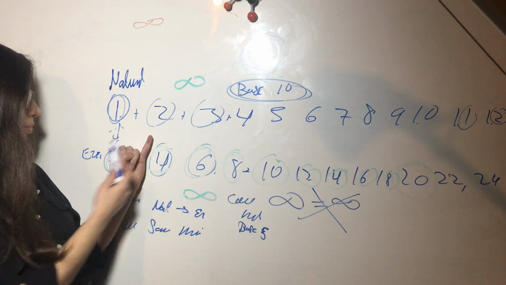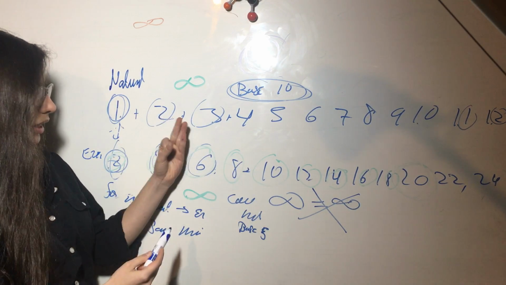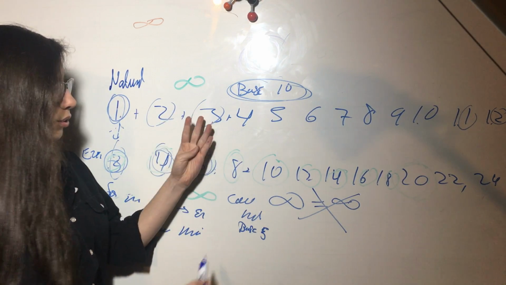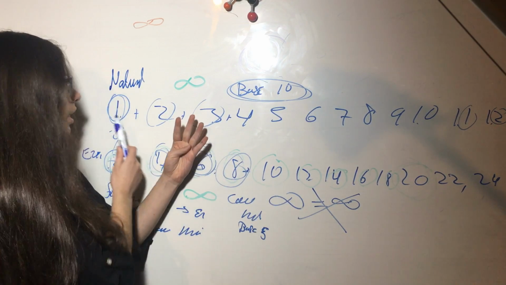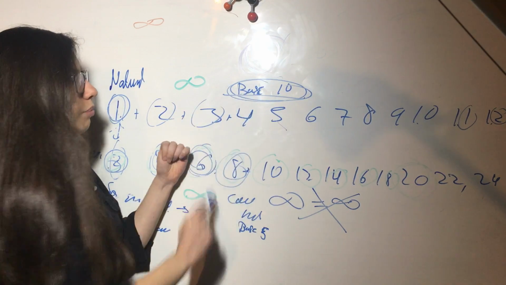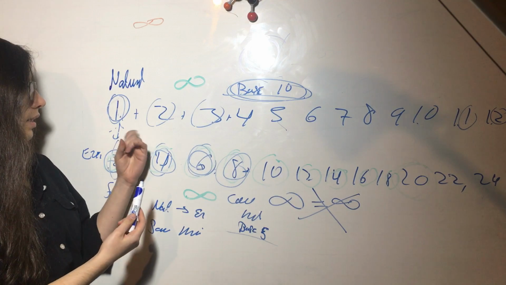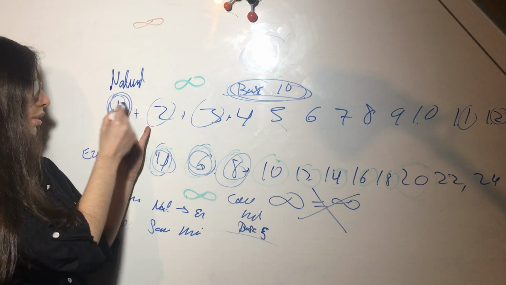We are saying this number corresponds to this. The second number corresponds to this. The third number corresponds to this. The fourth number corresponds to this. So we are counting the same natural numbers, but instead of base 10 it is in base 5. Let's do it again. Here this number corresponds to 1.